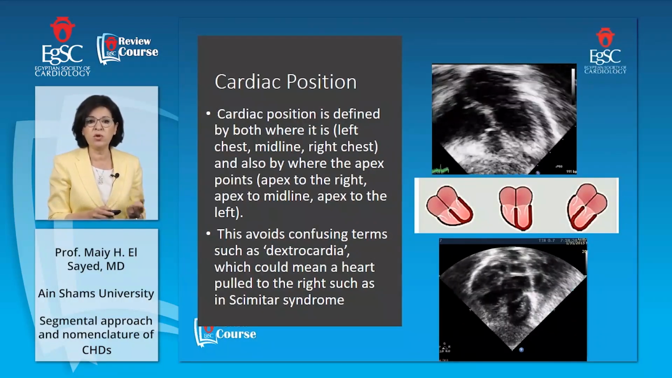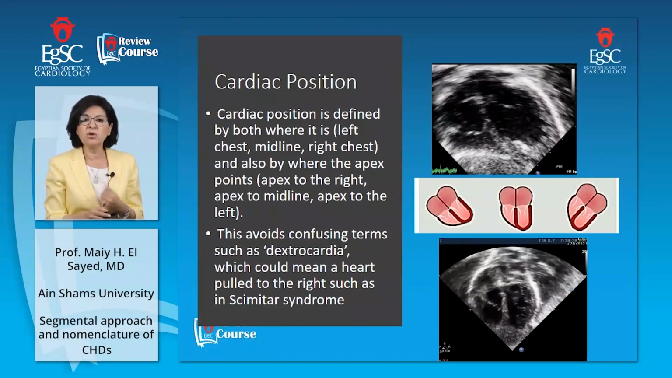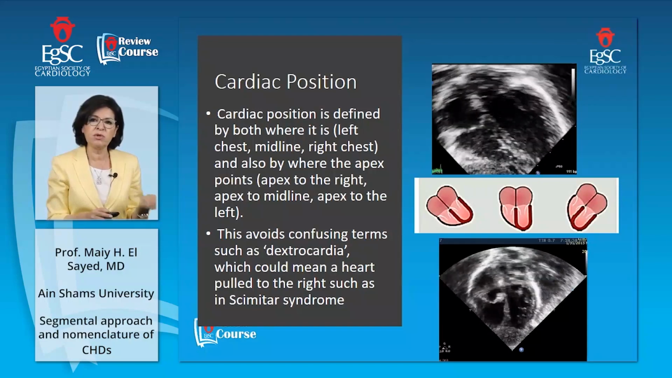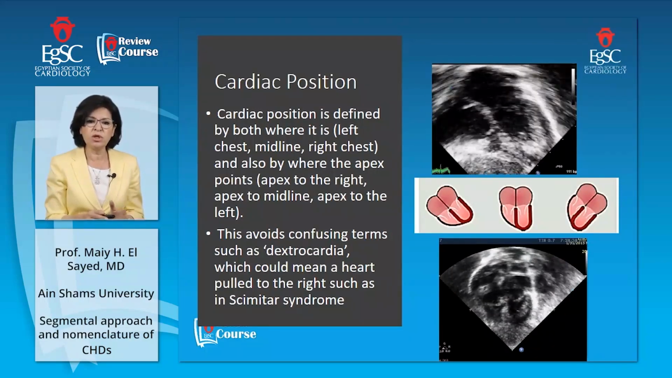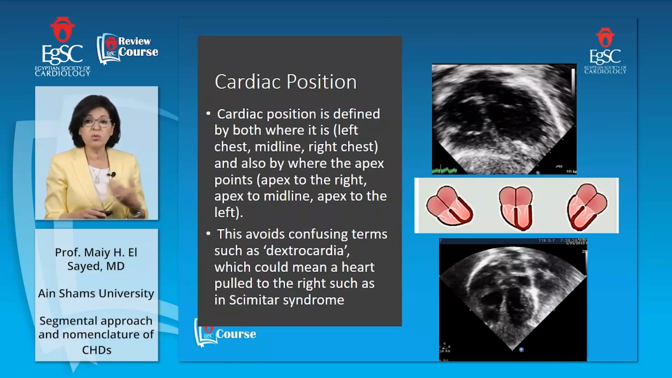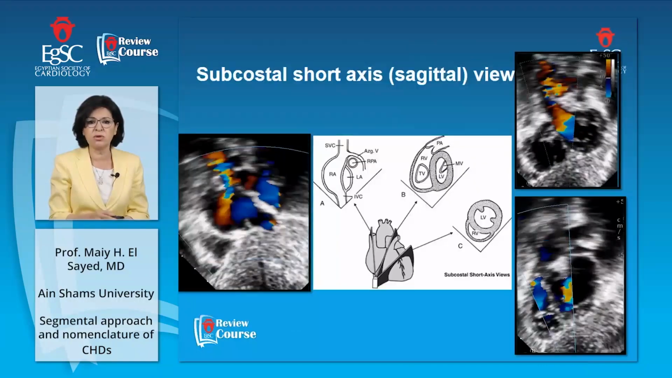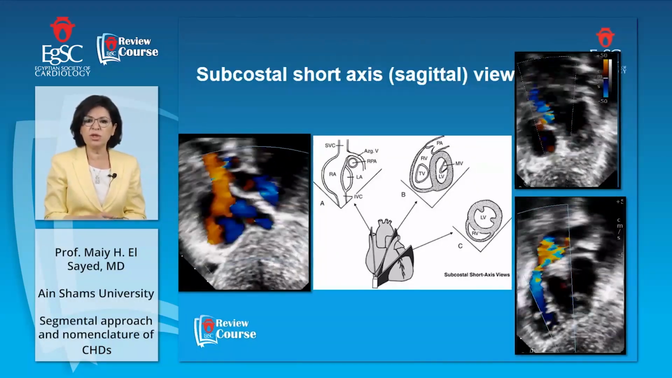It is defined by both where it is, either it's in the left chest, in the midline, or the right chest. It's also defined by where the apex is. Is it pointing to the left? Is it pointing to the right? Is it pointing to the midline? This avoids confusion like terms like dextrocardia, which could mean the heart is just pulled to the right side, like in scimitar syndrome. And then you have the subcostal short axis view, which is the sagittal views.